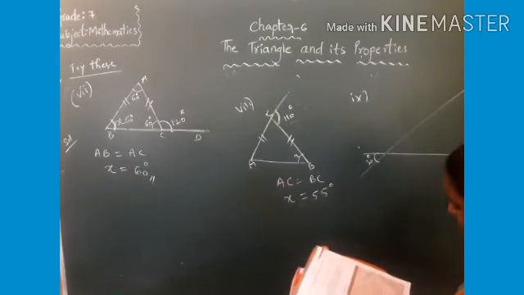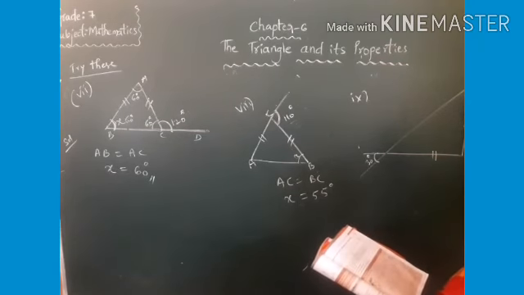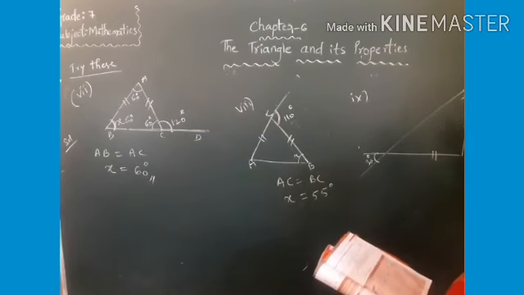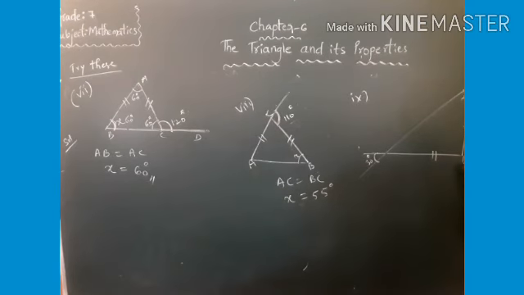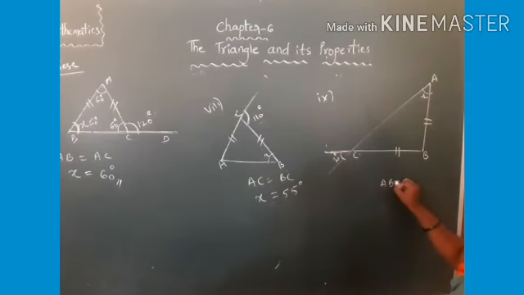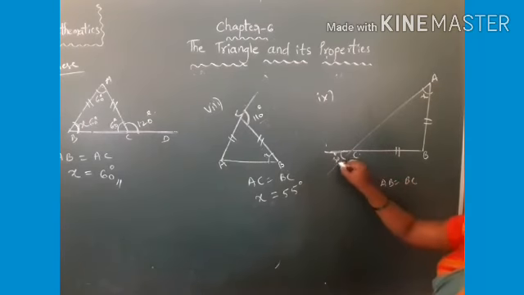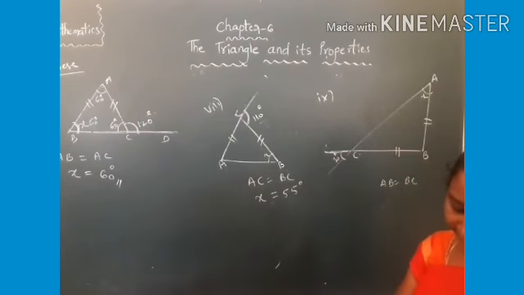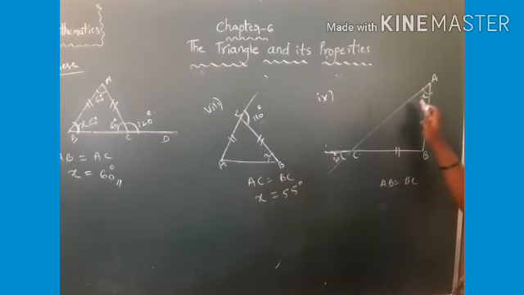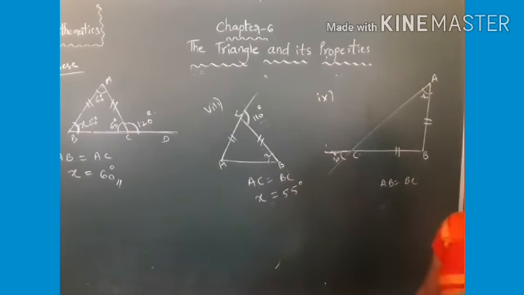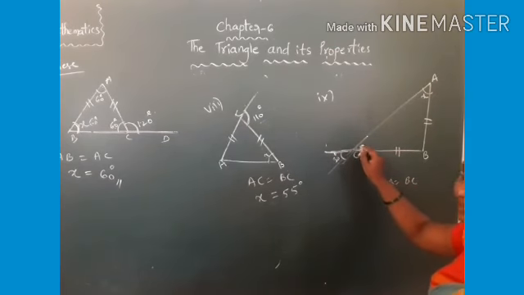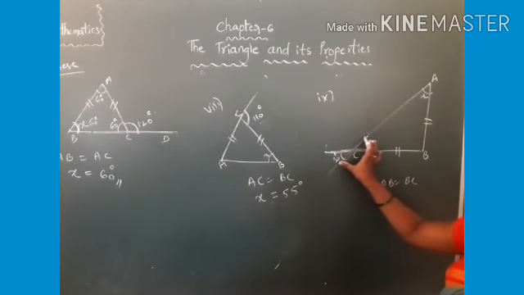Here an exterior angle is 30 degrees. Find x. Observe here, in triangle ABC, AB is equal to BC. Here 30 degrees is given. Then what about this angle? Find it. Observe here, these are two lines, and two lines are intersected. So that means vertically opposite angles are equal.